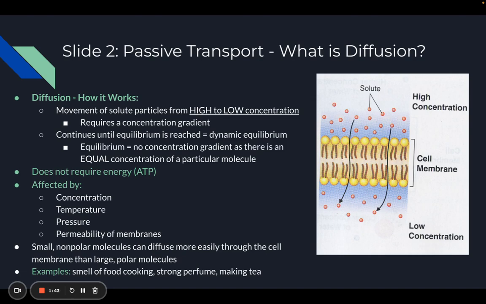It can be affected by the concentration of the solute, the temperature of the solution or the membrane itself, the pressure, including air or water pressures, and then the permeability of the membrane, meaning how easily does it allow the movement of substances. So, small nonpolar molecules can more easily diffuse through the cell membrane than large polar molecules. You may notice diffusion in everyday life when you smell cooking, or you notice someone's got on some strong perfume or cologne, or if you have ever made or watched tea being made and diffused through the water.